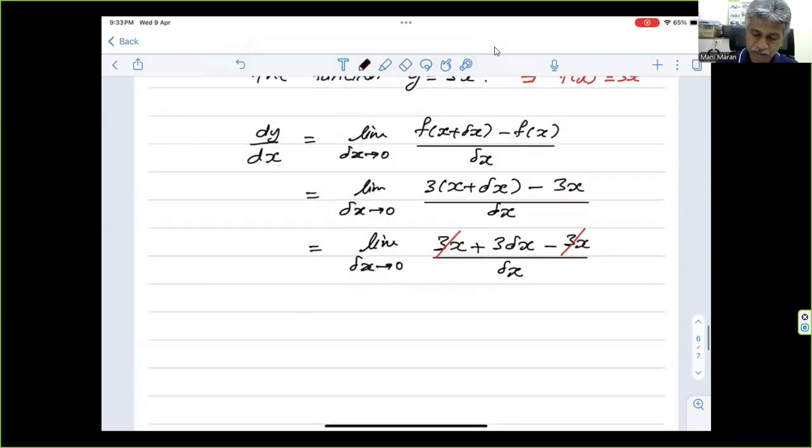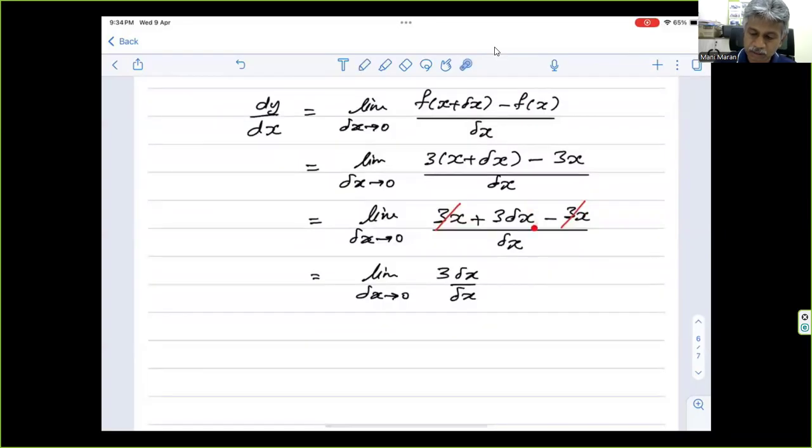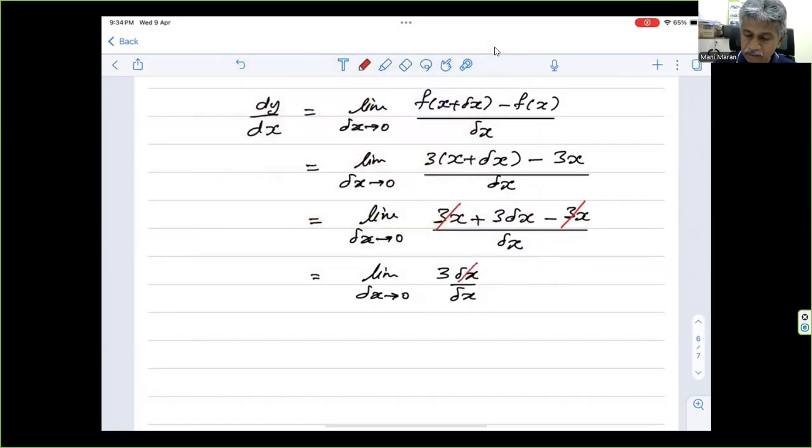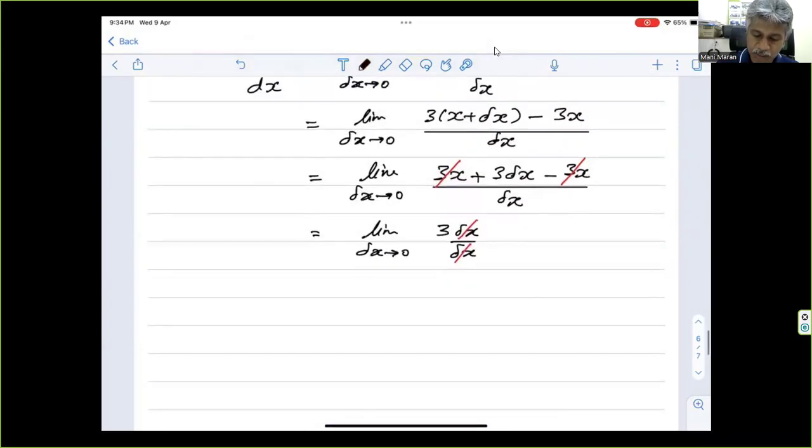So you will get limit delta x approach 0. You'll get 3 delta x over delta x. So I'll just write it down here one more time. In fact, you can write your answer straight away. Whatever is here, just copy down here. And then we can see that even here, we can cancel delta x. So that will give you 3. That will be your answer.